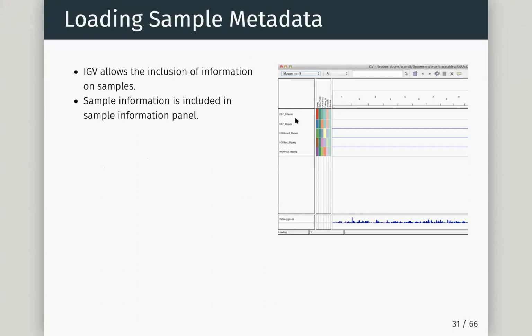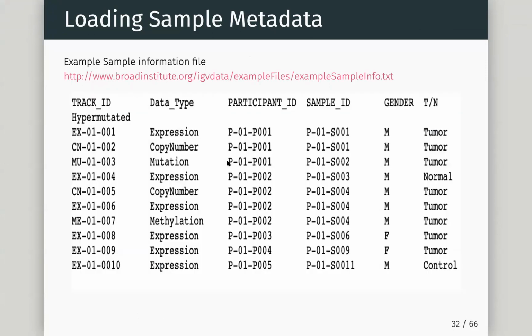IGV also does allow for the inclusion of metadata information about your samples. So I said that that panel on the left can contain metadata information. It can do. By default, it's just going to contain the name of the file. But if you want to include more sample information, you can provide a file to IGV, and it just needs to follow this format, and there's an example here, where you have the name you want for the file, the type of data, and then you can have additional metadata information here. And then you can use that in combination with bigwigs to load this up.